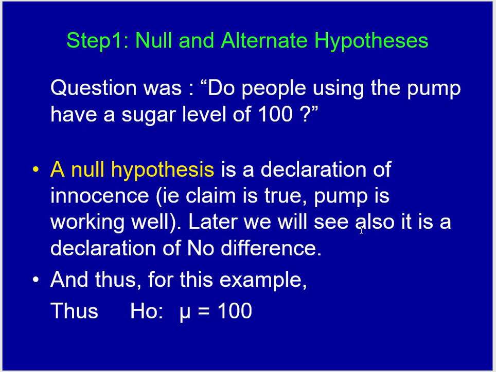and alternative hypothesis. If you remember what I said about the null hypothesis, take things at their face value. It's a declaration of innocence. It's a declaration that whatever we are looking at is innocent. In this scenario, it means that, yeah, the pump works. The pump actually stabilizes the blood sugar at 100. In other instances in the future, that is going to mean innocence also, but a bit different than what we have here.